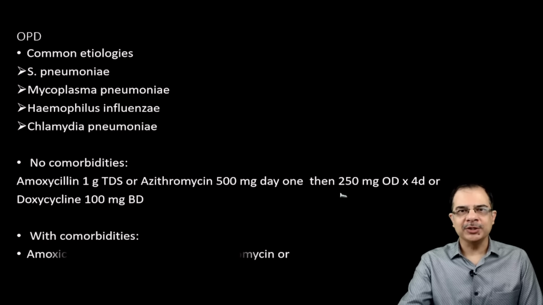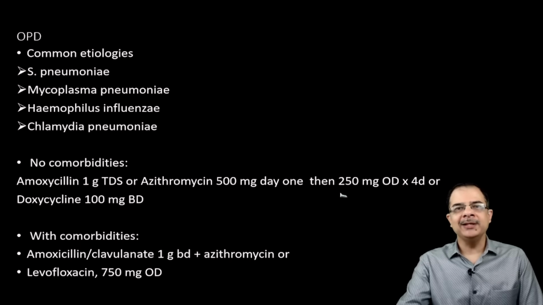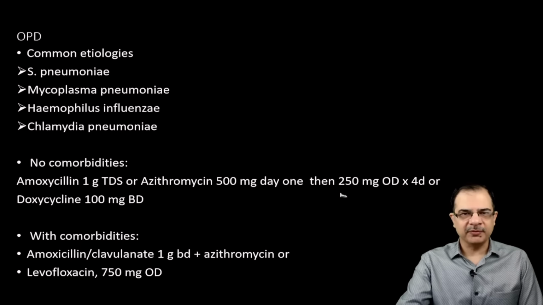With comorbid conditions, patient should be put on a combination of amoxicillin and clavulanic acid 1 gram twice a day plus macrolide, that is azithromycin. The dose will be the same as in the patient with no comorbid conditions. Or we can give levofloxacin 750 milligrams once a day. But in Indian scenarios, we first rule out tuberculosis before starting any fluoroquinolones.